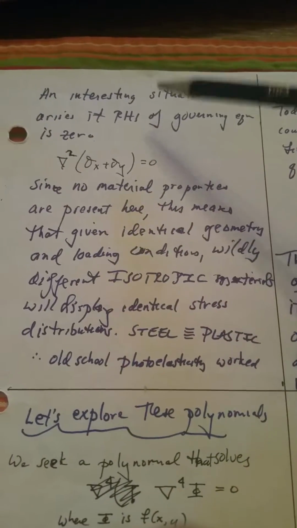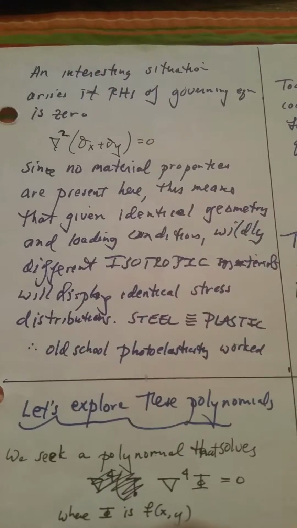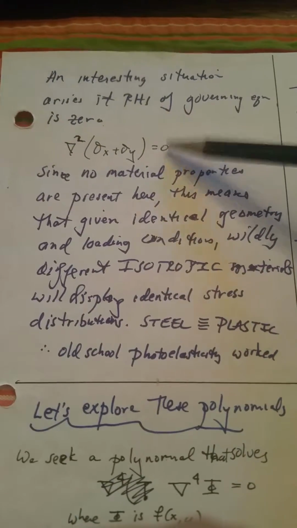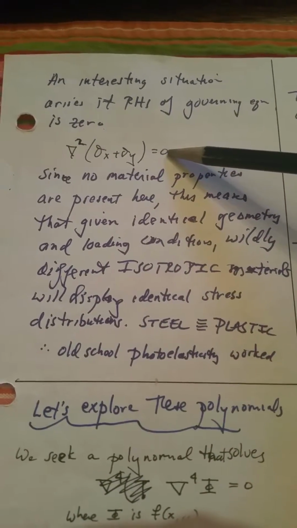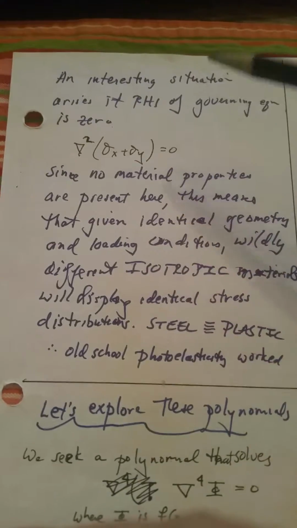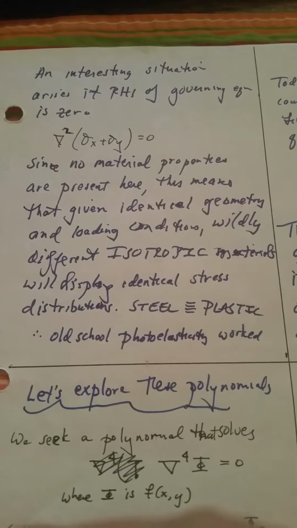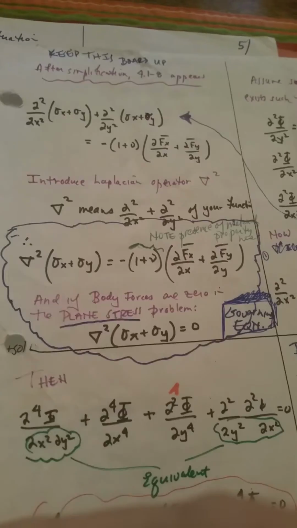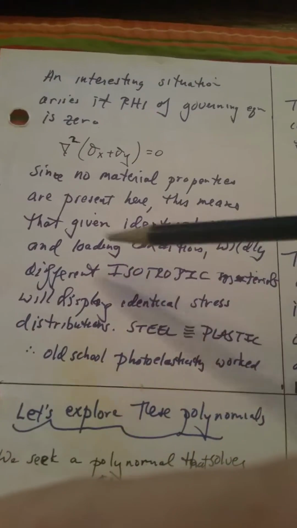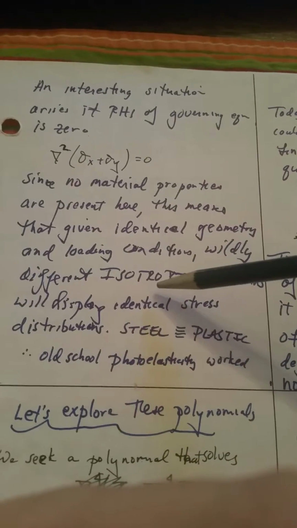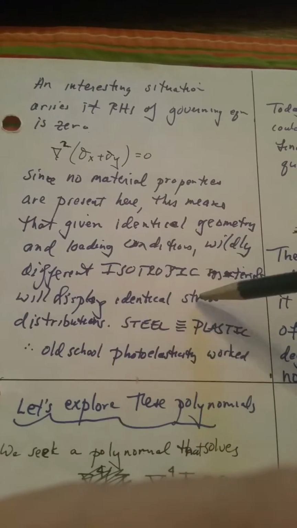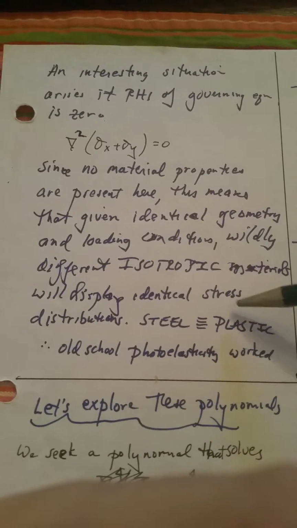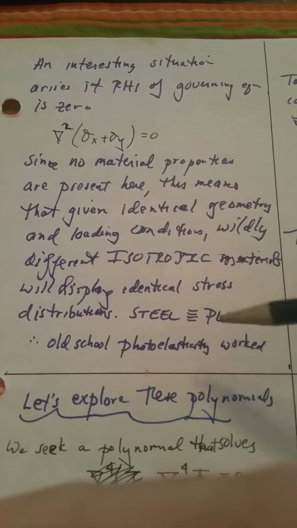As I said before, a very interesting situation arises if the right-hand side of that governing equation is zero. That's because the body forces are zero or the rate of change of the body forces are zero. The exciting part of that is that if the material properties are gone, remember, the material properties were creeping in here through Poisson's ratio, but they're there. If they're gone, then wildly different materials, as long as they're isotropic, will have identical stress distributions for a set of loads. So a piece of steel will behave exactly the same as a piece of plastic.